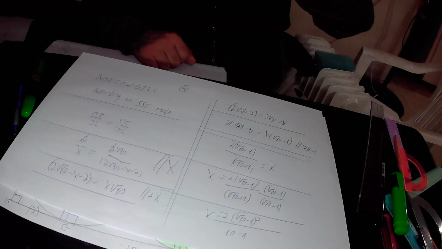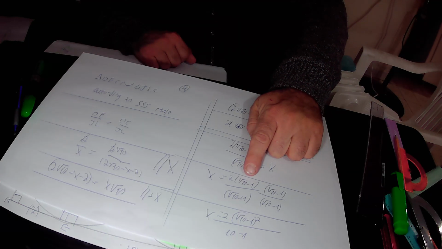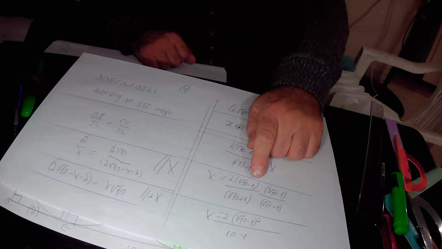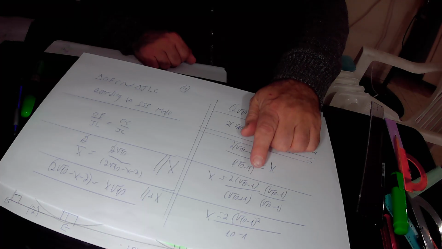According to the algebraic identity, a plus b times a minus b equals a squared minus b squared. Therefore, square root of 10 plus 1 times square root of 10 minus 1 equals square root of 10 squared minus 1 squared. So this is 10 minus 1, that is 9.